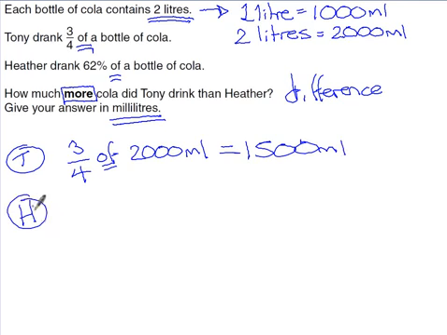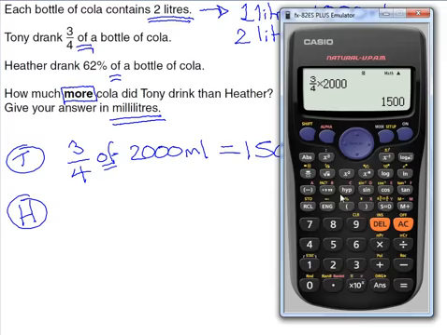H is for Heather. So she drank 62% of a bottle of cola. So 62, do you remember where the percent button is?